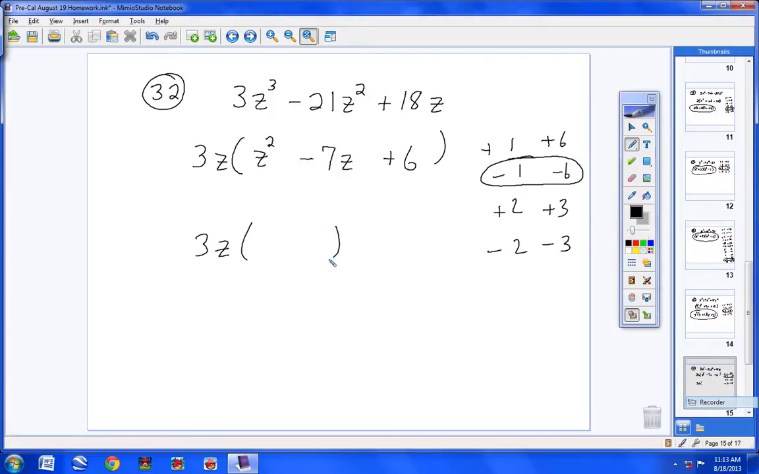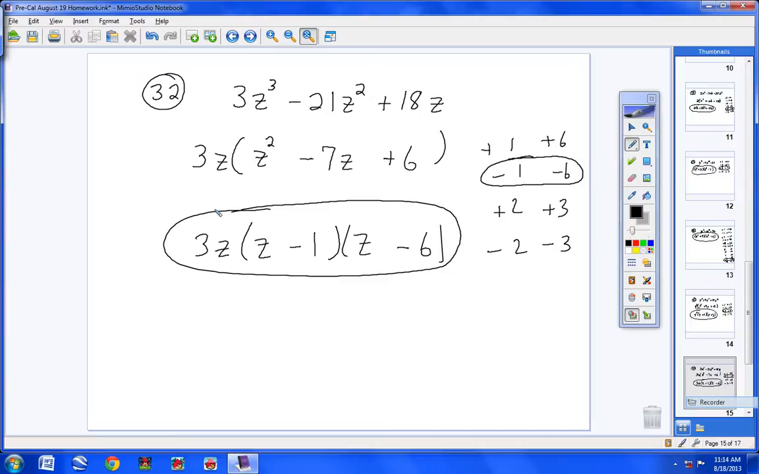So I'm going to bring down my 3z, then put my 2 little parentheses, and here we go. My first term is a z squared right here, so I'm going to put a z and a z. And then my last term is just a 6, so I'm going to put a -1 and a -6. All right, and that's it. We're finished. We have factored it. That's really not too bad. 2 problems left.